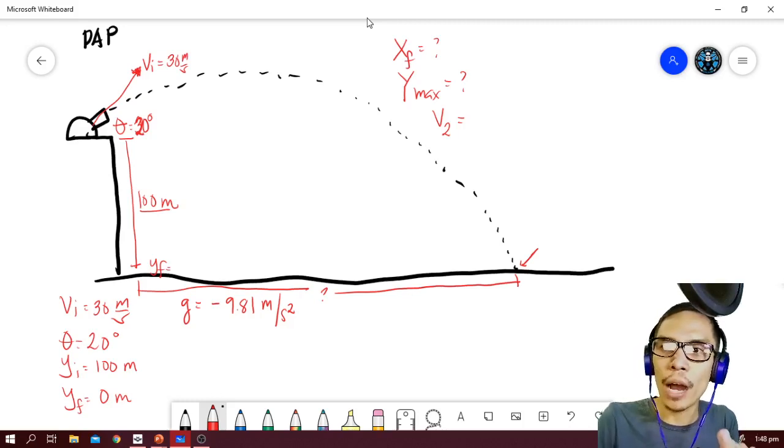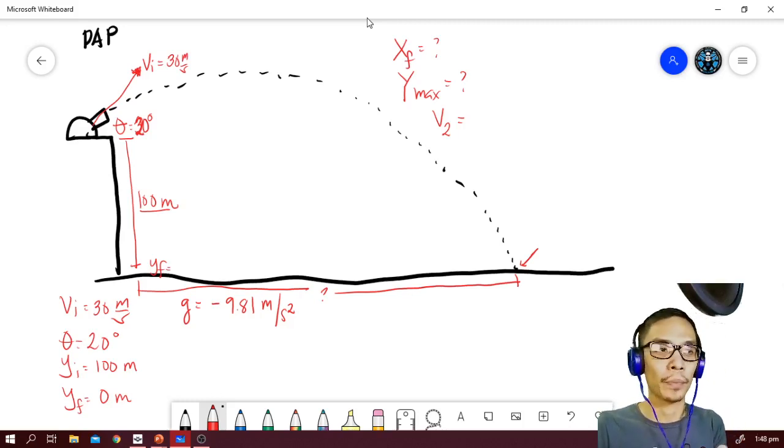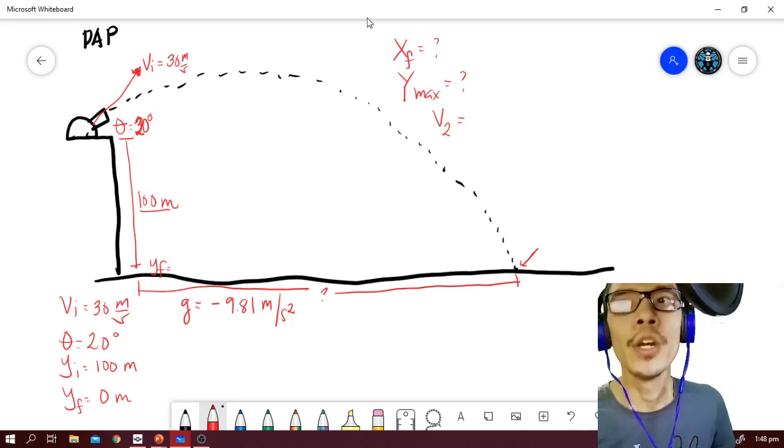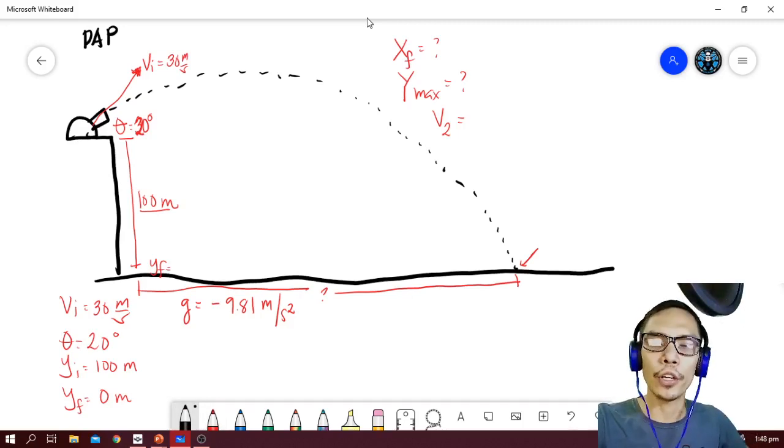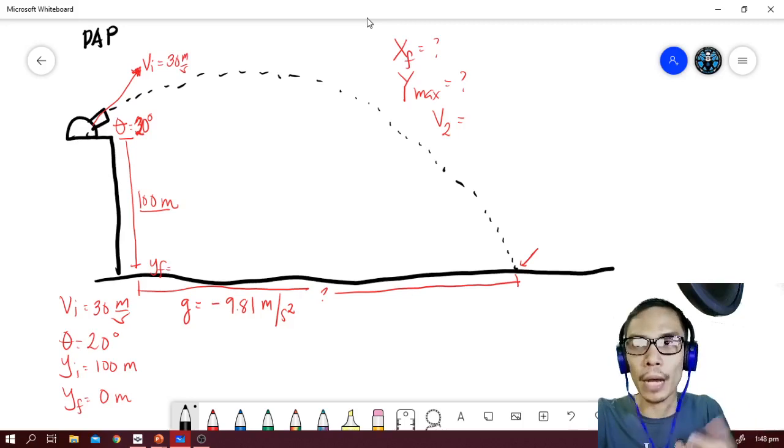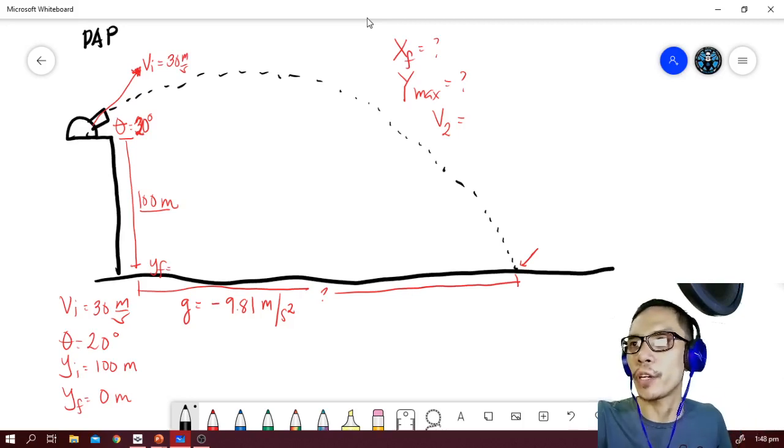Next one is how high the object is in air. And the velocity after 2 seconds. So before we start the problem, let's have first all the computation or the toolbox. Alright, the tools necessary for this problem.